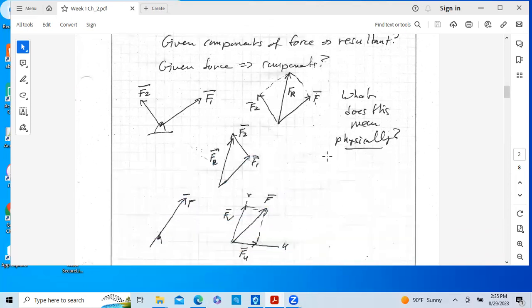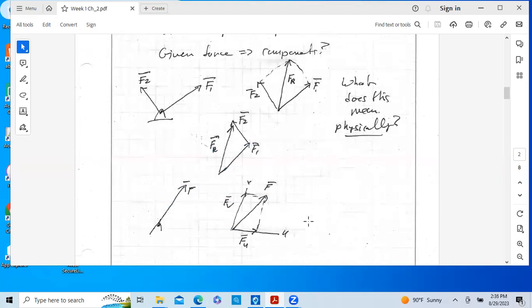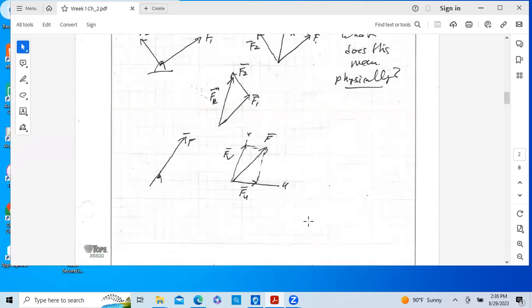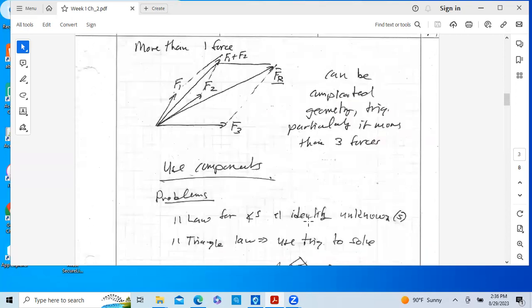I could use the vector method to solve, but I'll show you what happens when we want to do that.